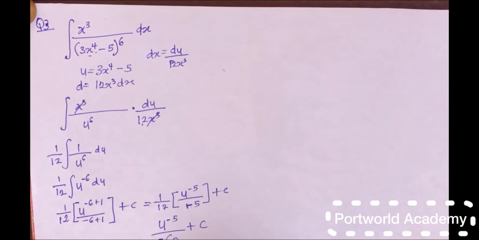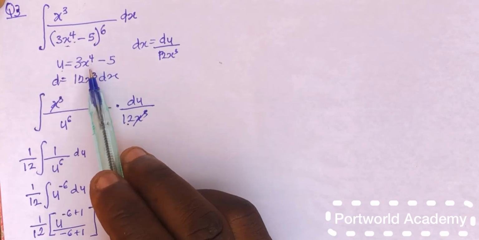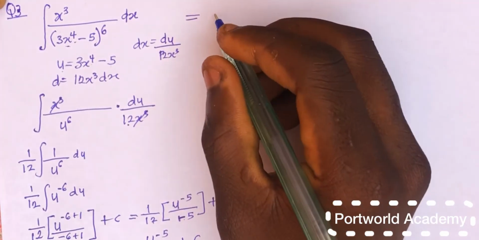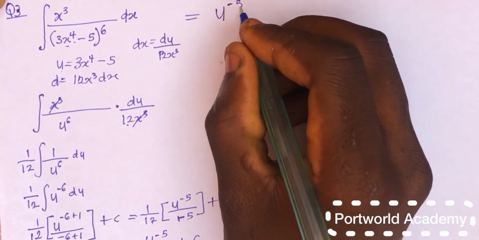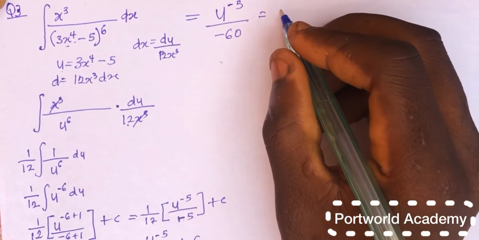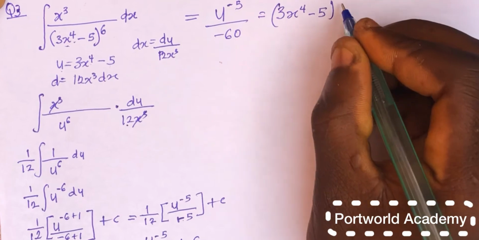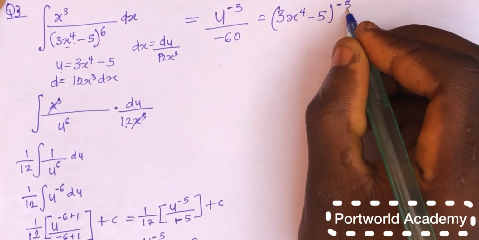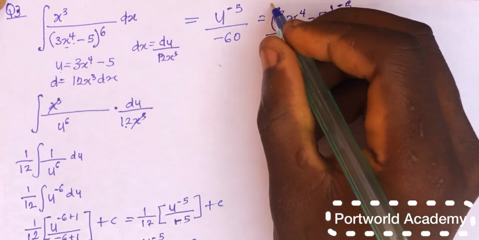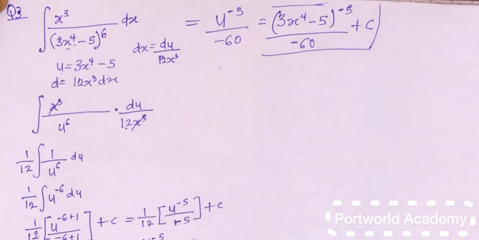Are we going to leave our answer like this? No, because our u is 3s raised to the power of 4 minus 5. So let's put back the value of u, so that we have the final answer to be u raised to the power of minus 5 divided by minus 60, which is 3s raised to the power of 4 minus 5, all raised to the power of minus 5, all divided by minus 60, plus c. So this is our final answer to this integral problem. So that's just it.